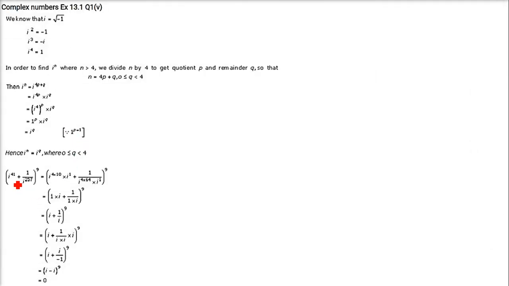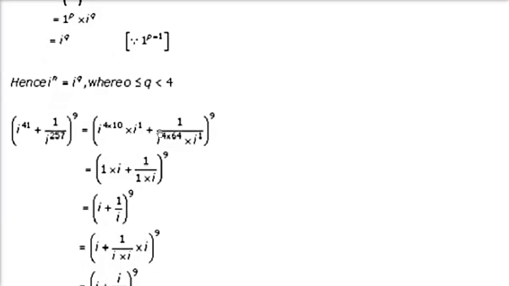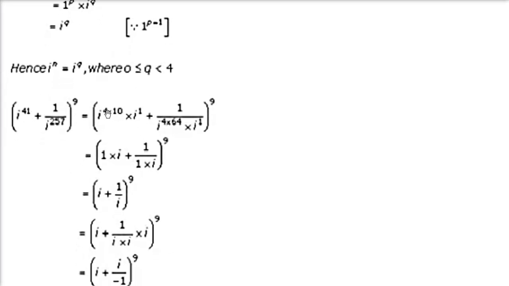Here you have i to the power 41 plus 1 by i to the power 257, and the whole thing to the power 9. So this 41 can be written as 40 plus 1, so i to the power 4 into 10 multiplied by i to the power 1. This is 257, so 64 into 4 plus 1. That is 64 into 4 is 256, 256 plus 1. Now this is 1 and this is 1, because here i to the power 4 is there. You get i, and here also you only get 1 by i.